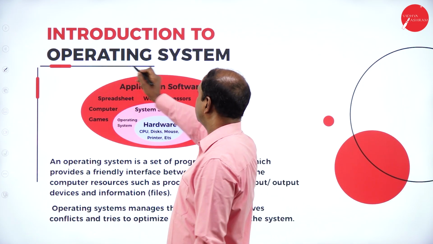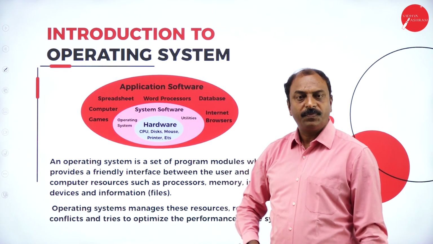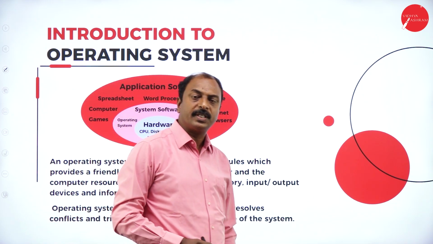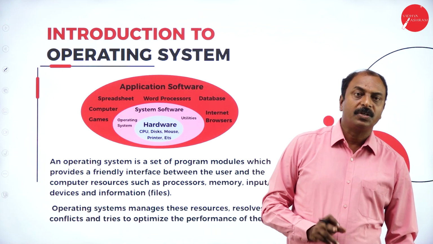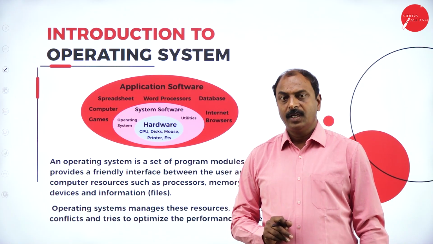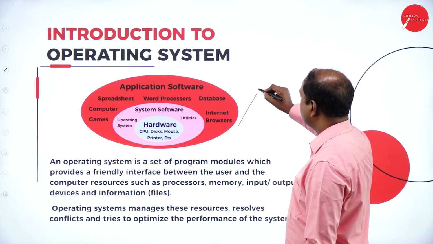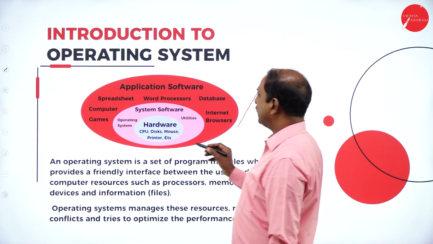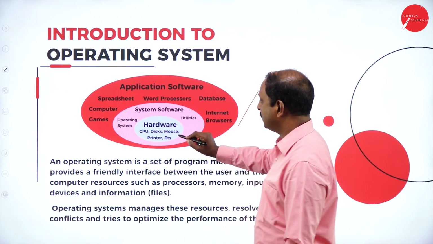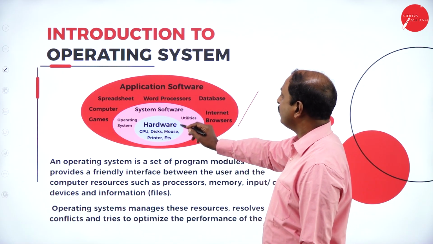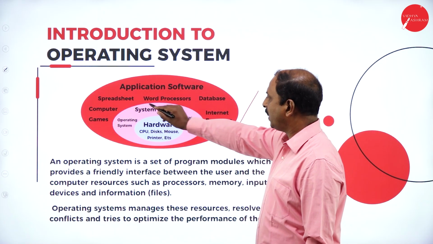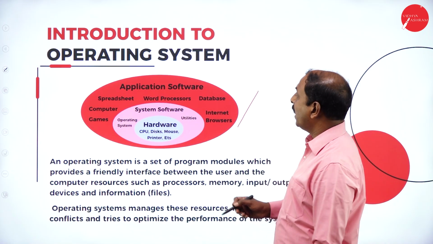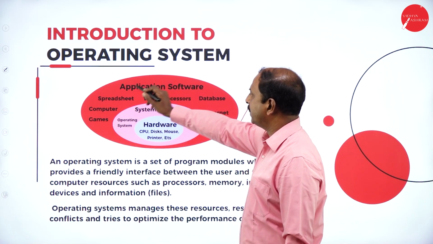What is an operating system? As we have seen in the definition already, an operating system is nothing but an interface between the user and the computer, or the user and the computer hardware. This is how we represent it diagrammatically. If you look at the diagram, first, inside, we have computer hardware. Over it we have system software: operating system, utilities, and language translators. And on top of it, we have application software.